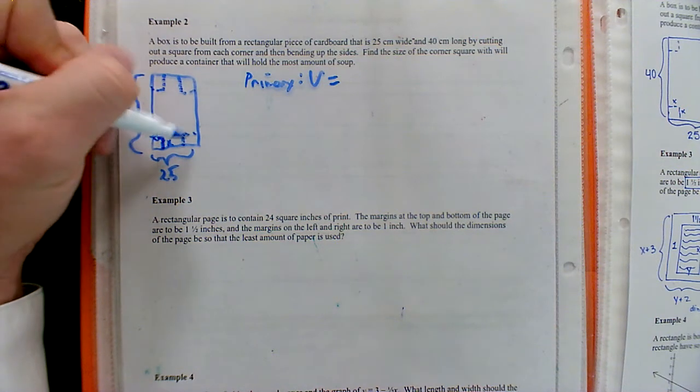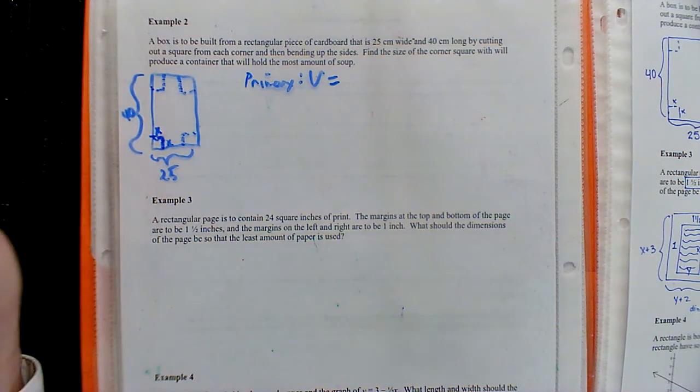We cut in x from each side on the corners. X, x, x. You can label them all if you want to. I'm just labeling one of them. But this would be x here and this would be x here.